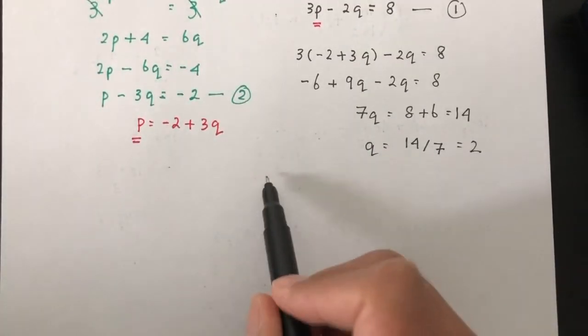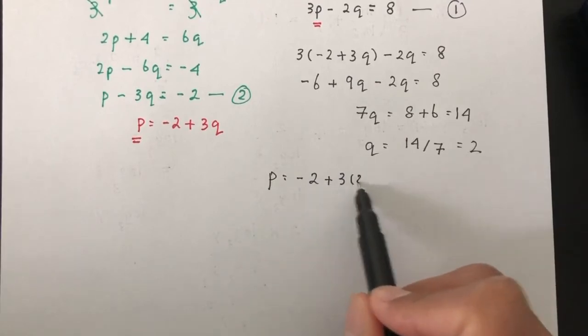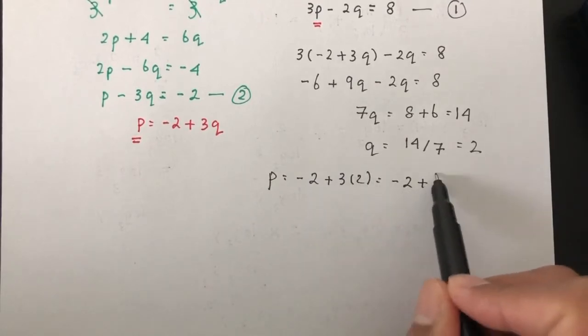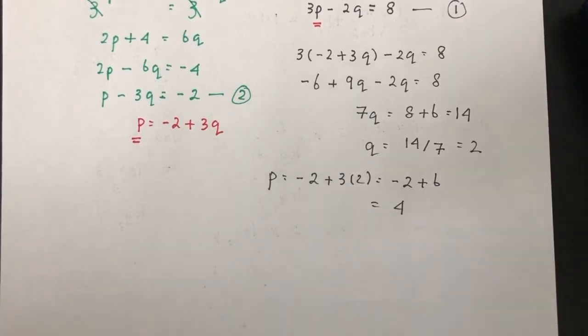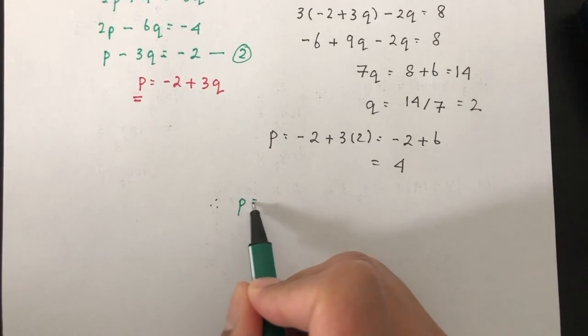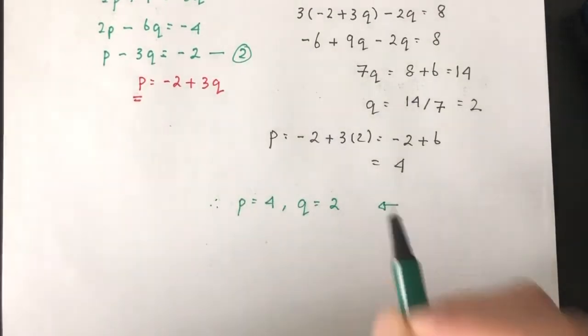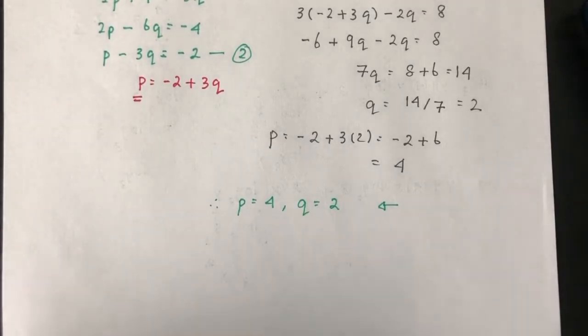Now what is the value of p? p will be minus 2 plus 3 times q, which is 2, which is minus 2 plus 6. That will be 4. So your answer is the value of p will be 4 and q will be 2. And that will be your question number 5.